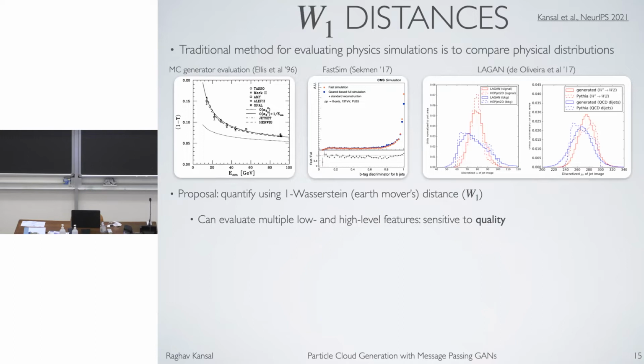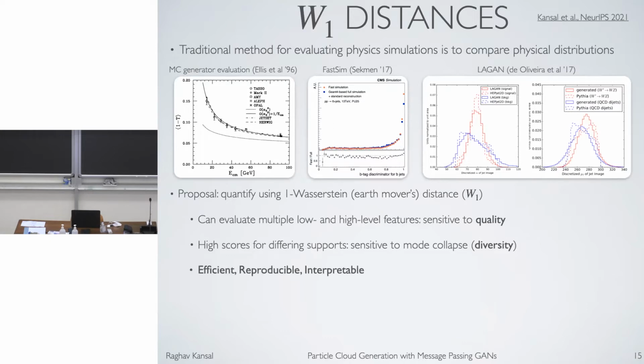And through this, we can evaluate multiple features, low and high level, so it's very sensitive to the quality. The Wasserstein distance is also sensitive to diversity. It'll give high scores if the supports of the distribution are different. It's fast, reproducible, and interpretable because we know what features we're evaluating. We can also use bootstrapping to compare just sets of real samples with each other to have a baseline score to compare our generated samples with.